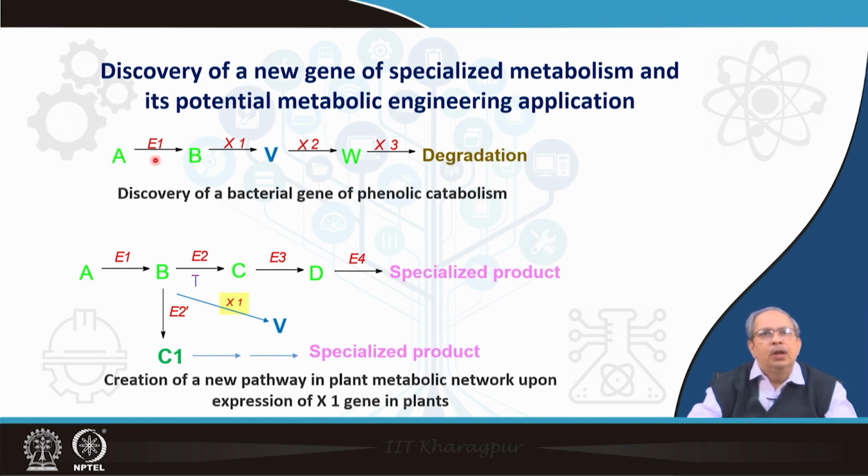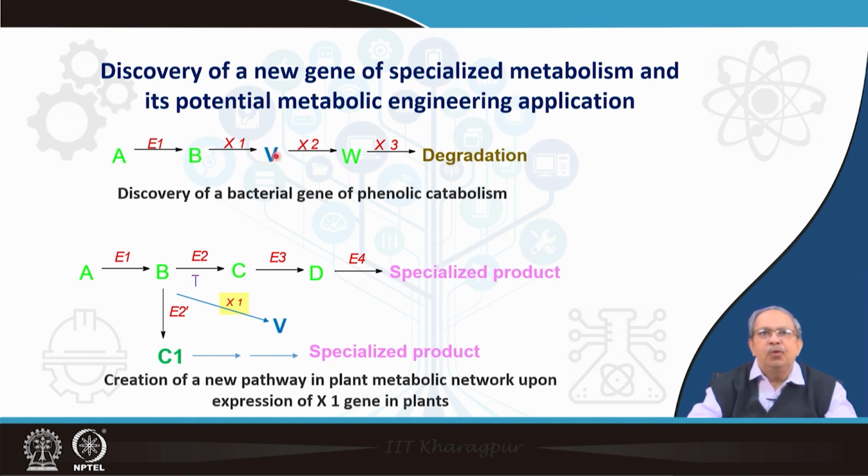What has been found is that this is the arbitrary pathway which produces this. Now, if you see here, this is a plant metabolic pathway where A makes B, B makes C, C makes D, and it makes a specialized product. Similarly, from B there is another pathway which makes C1, and that also leads to the formation of a specialized product. Now, if you look carefully, in the bacterial system E1 is induced in this new phenolic catabolism pathway. E1 here is a bacterial enzyme, and a similar E1 is already there in the plant. But here it is induced, that is interesting, and the second thing is the B which makes V.